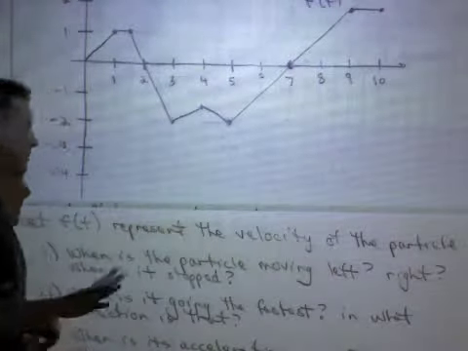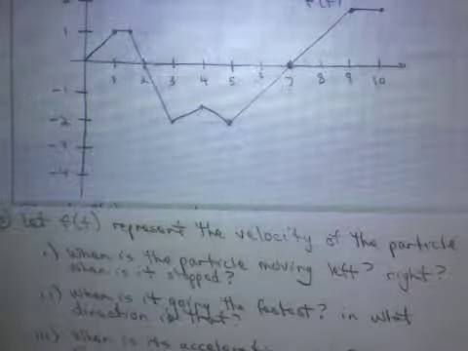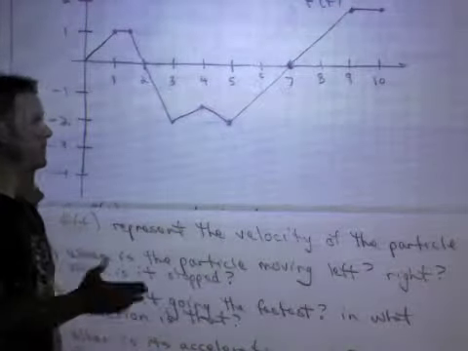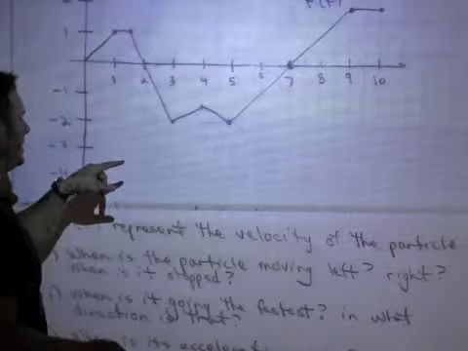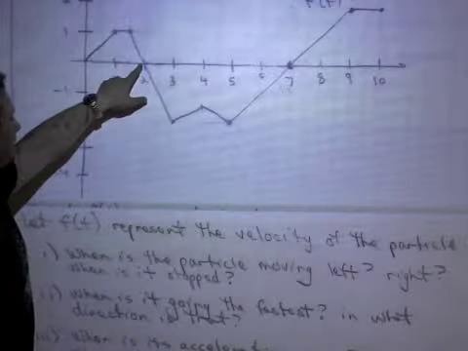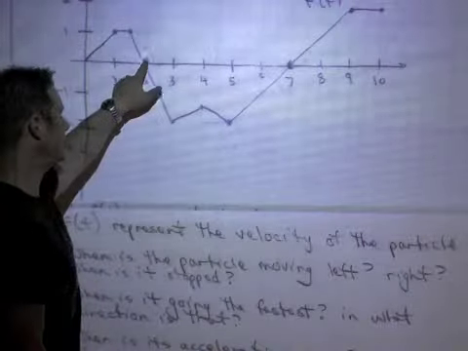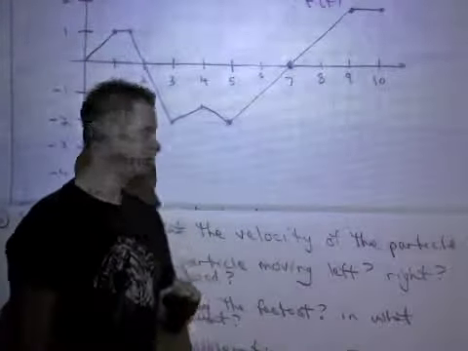Okay? Remember this graph we're looking at now is velocity. When is it stopped? Well, it's going to stop when the velocity is 0. And if this graph depicts velocity, the place where it's 0 is at 0, 2 seconds, and 7 seconds. At those places where the actual graph goes across the x-axis.